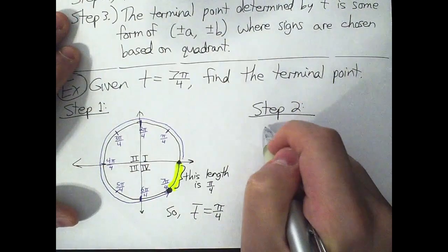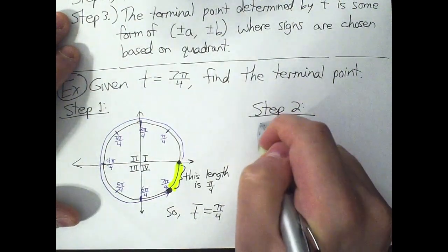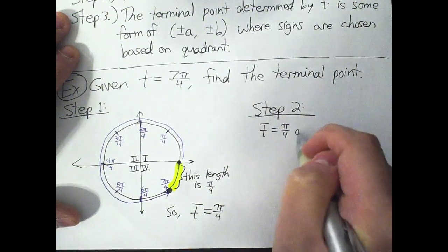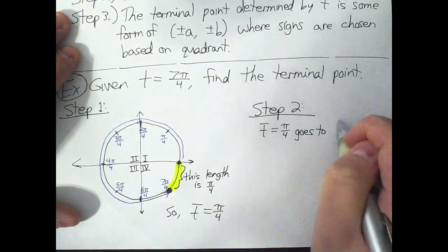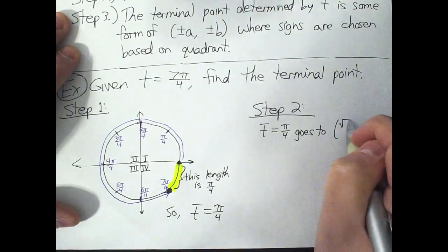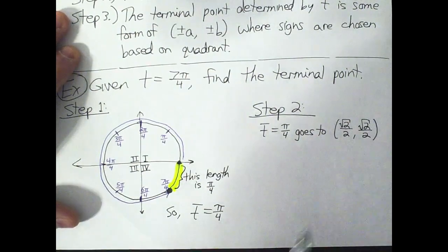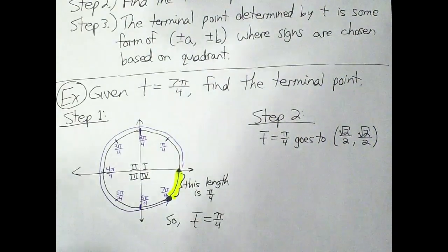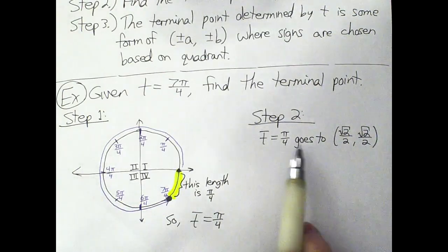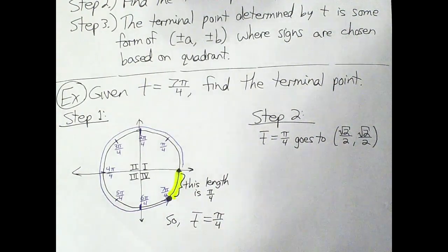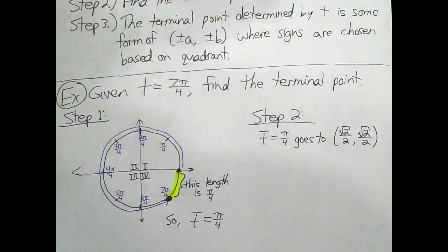So this time I don't even think I'm going to draw a picture for this. I'm just going to say t bar equals pi over 4 goes to. This was one of the common points on our list of common terminal points, common t values. We also said this earlier, I think, as one of the problems that we did. But basically, if you go pi over 4, you stop at this terminal point. One more step to go.